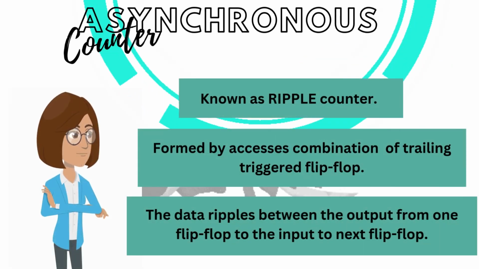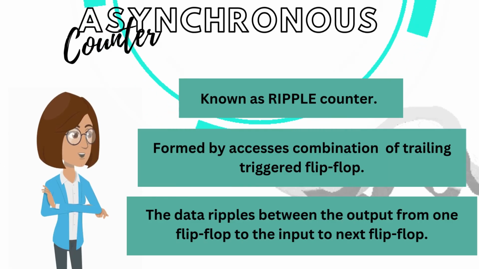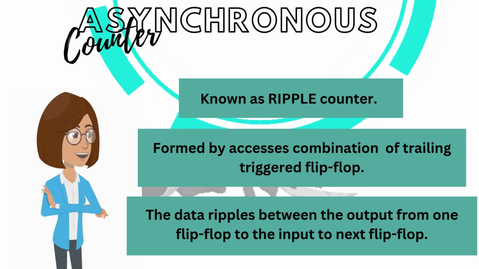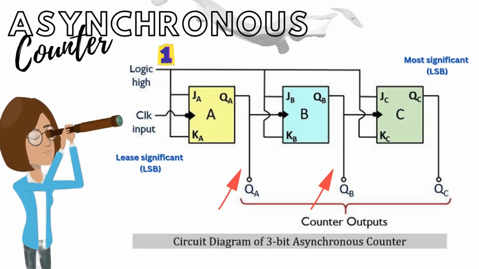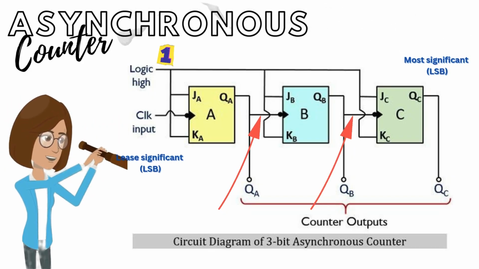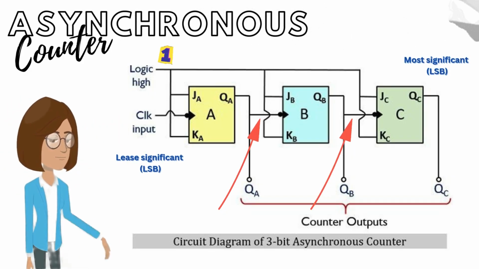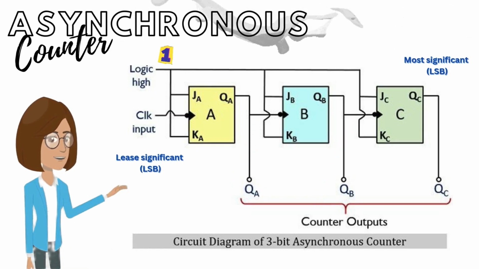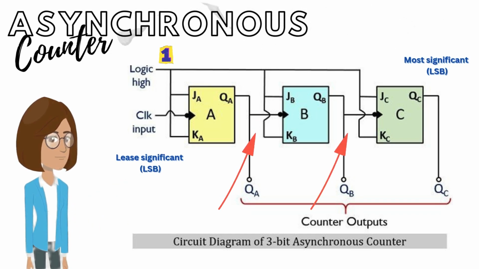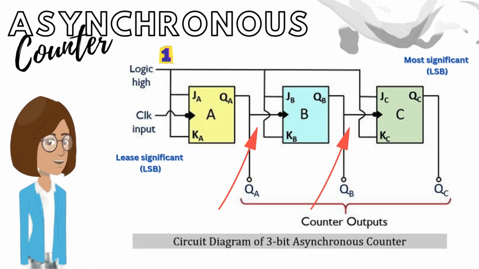Asynchronous counters are also known as ripple counters, and are formed by the successive combination of trailing edge-triggered flip-flops. It is called so because the data ripples from the output of one flip-flop to the input of the next. The figure shows the circuit diagram of a 3-bit asynchronous counter. Here, as we can clearly see, 3 negative edge-triggered flip-flops are sequentially connected, where the output of one flip-flop is provided as the input to the next flip-flop.